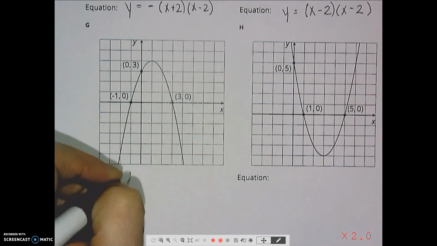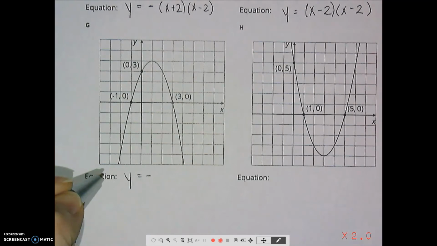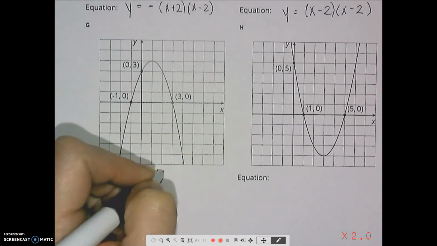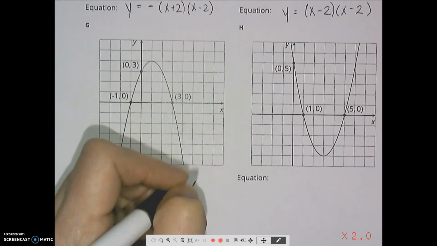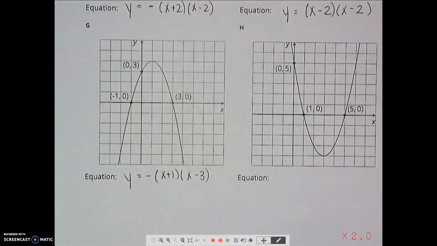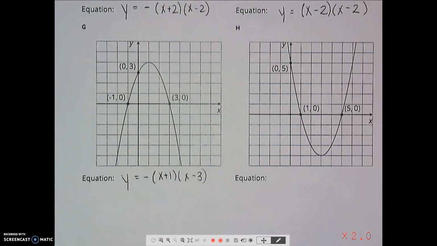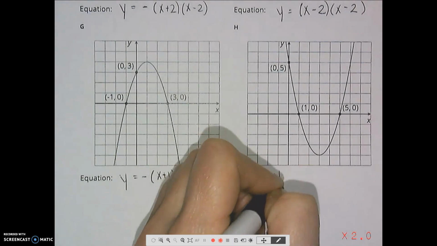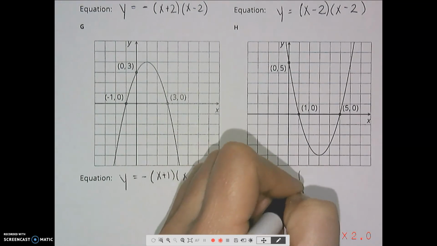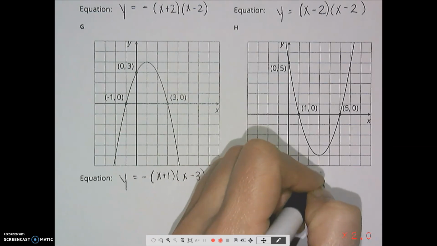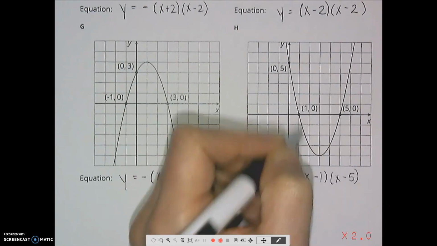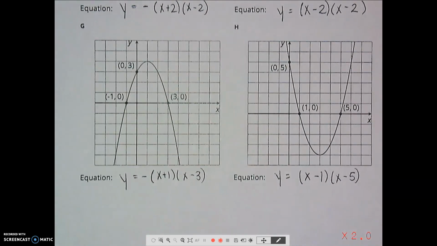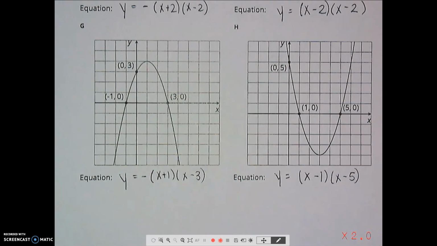Next one, we have y equals, we know it's facing down, and this is going to give us x plus 1. This +3 is going to give us x minus 3. And the last one for now, we have y equals, it's facing up, so it can be positive, x minus 1 from this +1, and x minus 5 from this +5. And again, you can type these into the calculator to double check that they work. Okay, that's it.